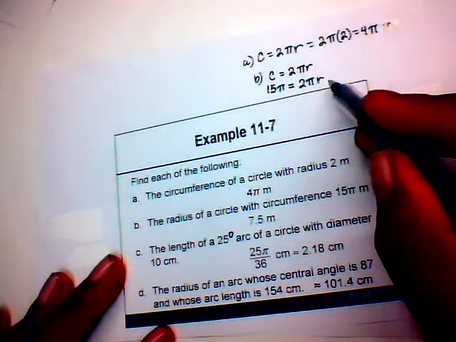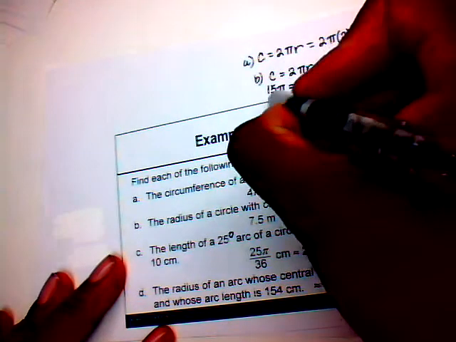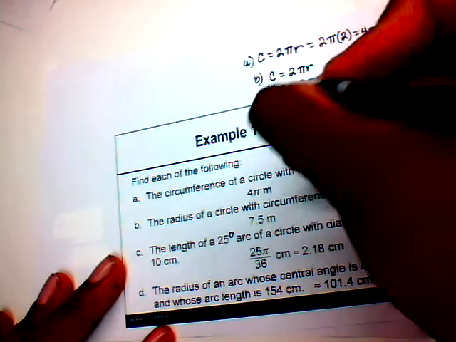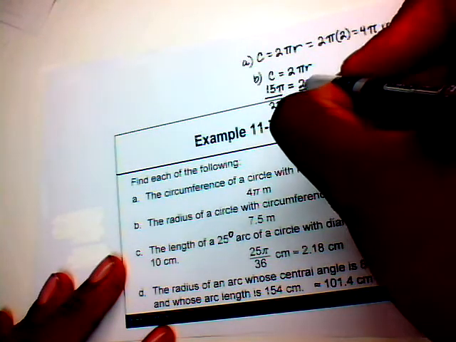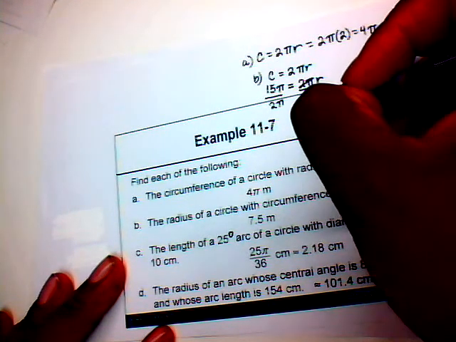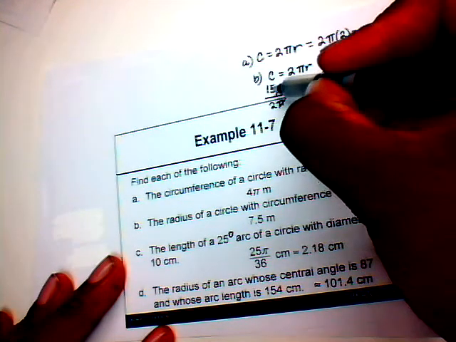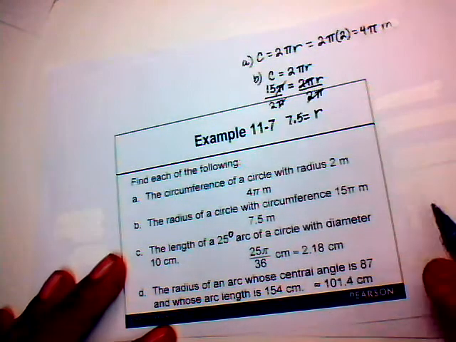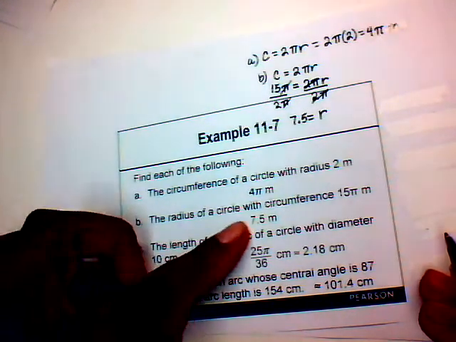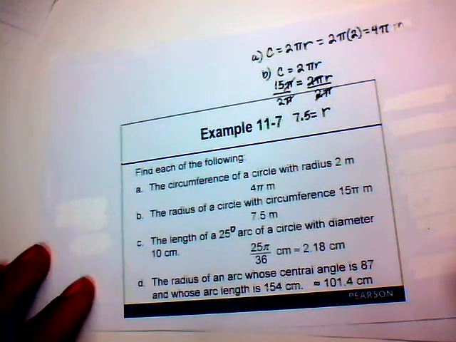Now to find out what r is being multiplied by 2 pi, we need to divide both sides of this equation by 2 pi. Which means that r is equal to, now notice the 2 pi's are gone, I'm left with r. On the left side, these pi's cancel, divide 15 by 2, you're going to get 7.5. So the radius of that circle is 7.5 meters.